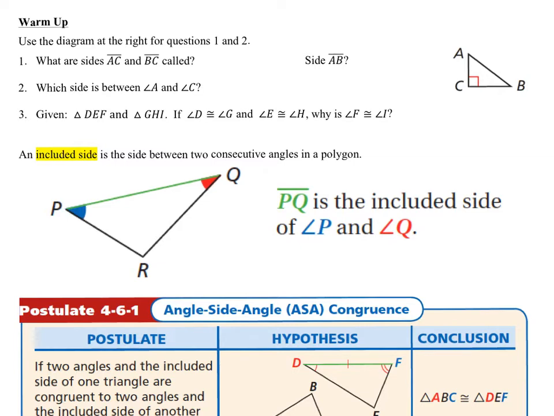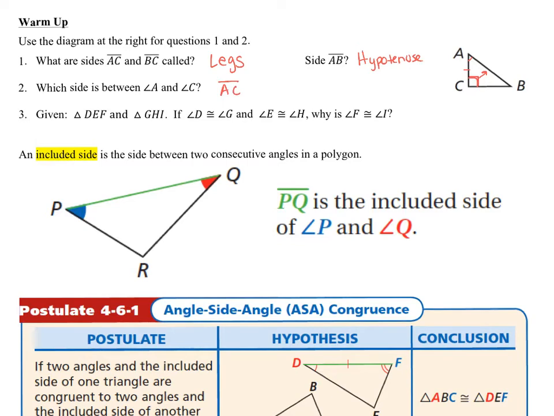Those are legs of the right triangle. Side AB is the hypotenuse. The hypotenuse is the one that's directly across from the right angle. Which side is between angle A and angle C? That would be side AC, segment AC.